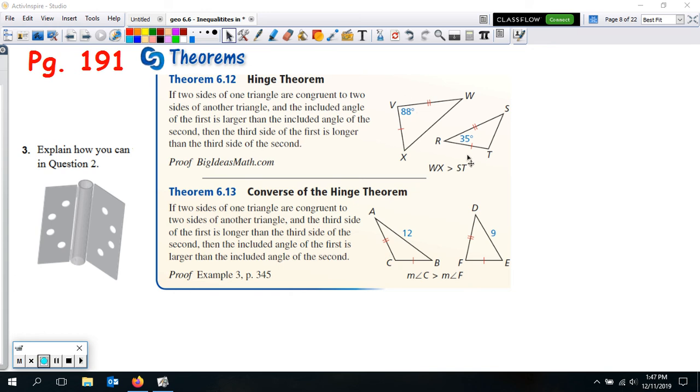It gives you two triangles. You have two congruent sides, just like we have on our hinge. This side here is congruent to that side there. They're the same. So you have two congruent sides. And actually, the sides don't have to be congruent, I should say.